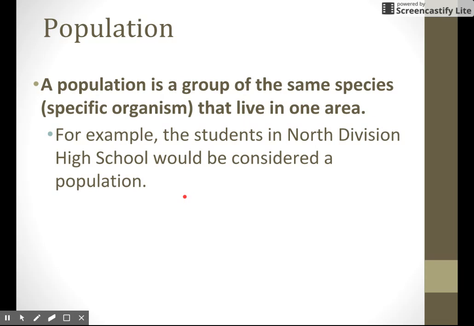Furthering into that, then we have the population. A population is a group of organisms of the same species that live in one area. So for example, all of the students here at North Division High School are considered a population because we are all of the species Homo sapien. And being all Homo sapiens, we belong to that Homo sapien population here at North Division.